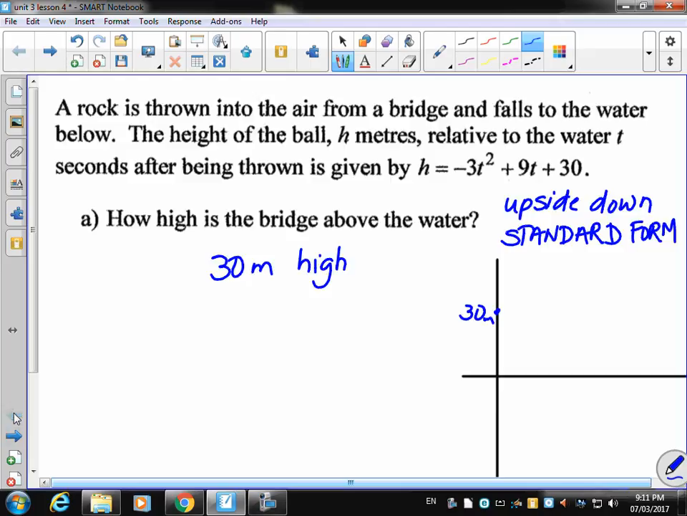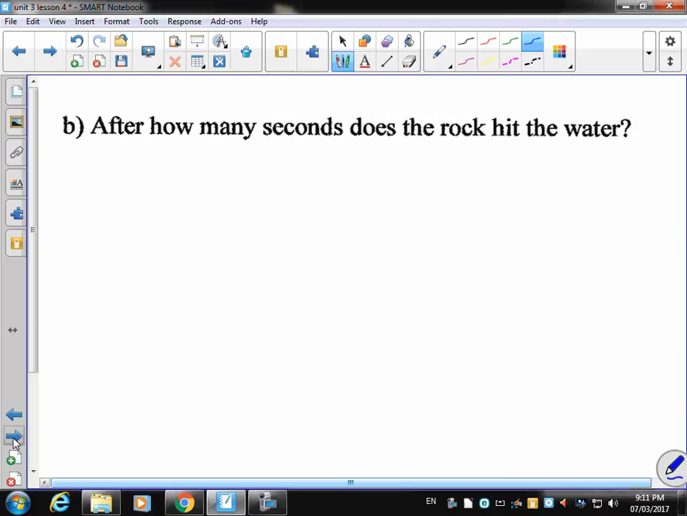If we were to draw a graph of this, we know it's upside down, and we know the y-intercept is 30. We would have x-intercepts here and here. I drew that with a dotted line on the side because this x-intercept doesn't make sense. But we would have another x-intercept over here. And if we're asked after how many seconds does the rock hit the water, I want to know the x, or in this case, t-intercept.